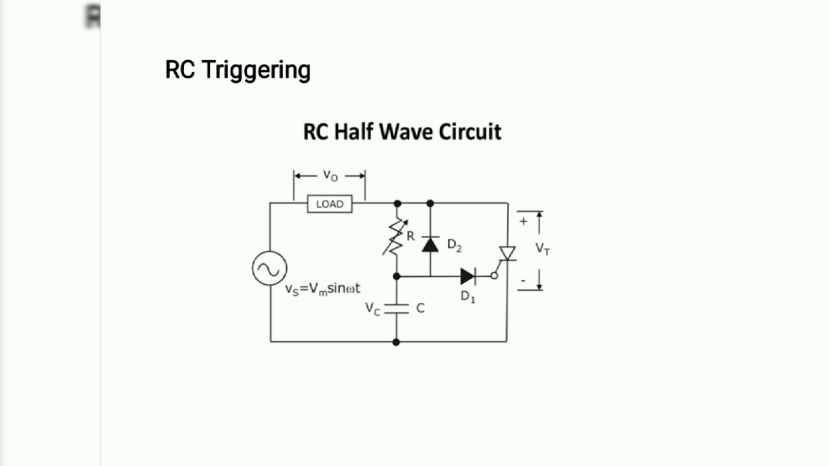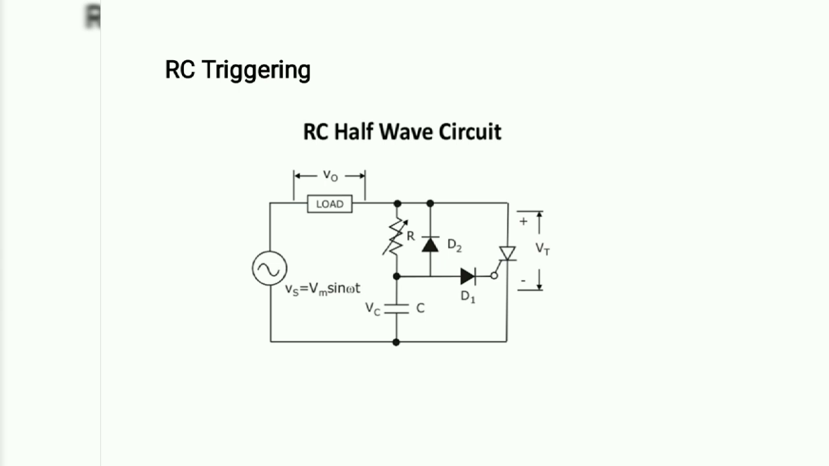Here the next concept is RC triggering. There is an RC half wave circuit. This circuit consists of an AC supply voltage, a capacitor with a voltage VC, a variable resistance R, diodes D1 and D2, and an SCR or thyristor. The diode D1 is connected to the gate of the thyristor.